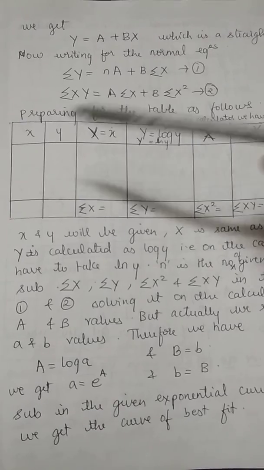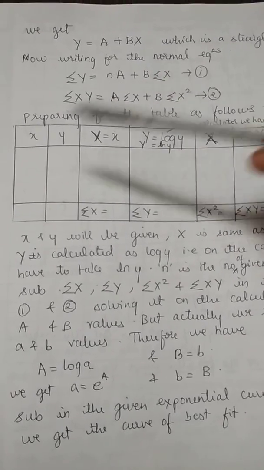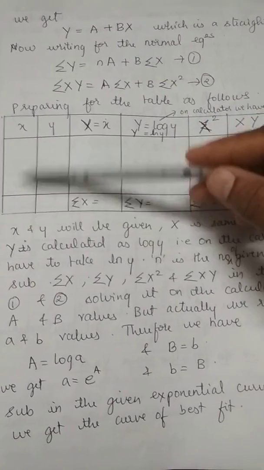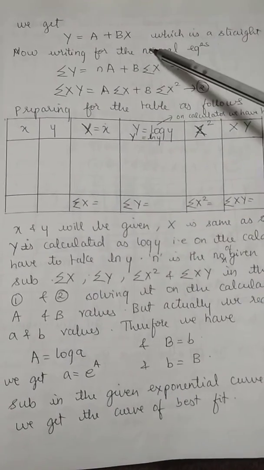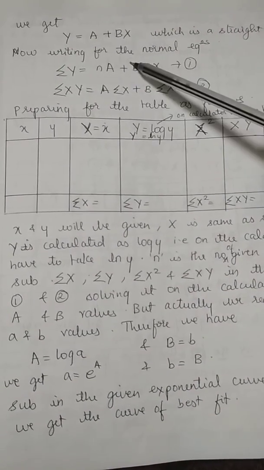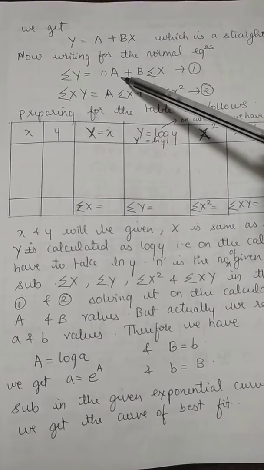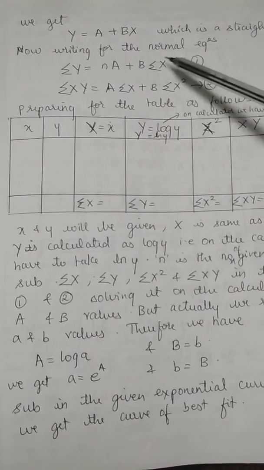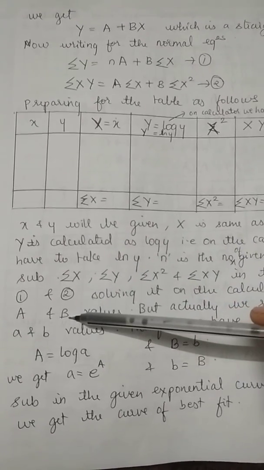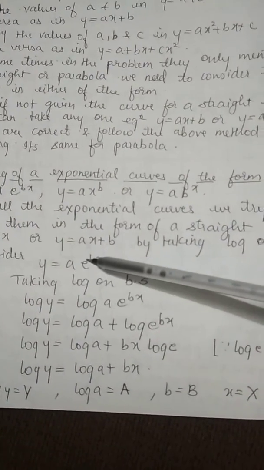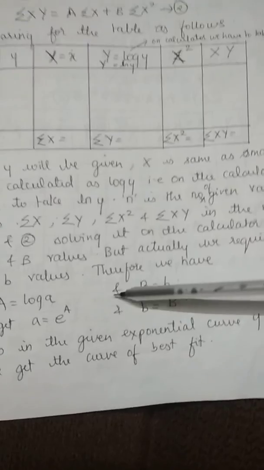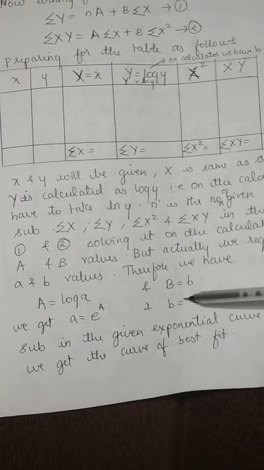Taking the summation, we need summation capital X. So don't take summation of this small x. We have to take summation of capital X. Substituting in these normal equations, we'll get the equations in capital A and capital B. Solving it on the calculator, we get capital A and capital B. But the given equation is in terms of small a and small b. So we need to find what is small a and small b.